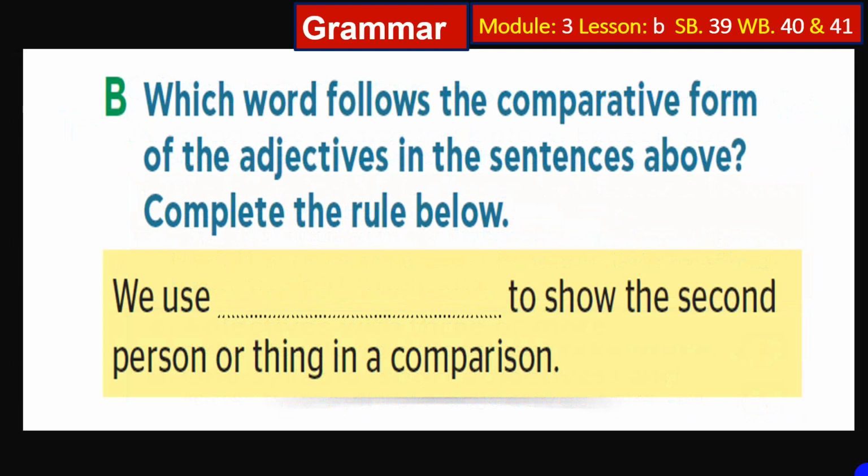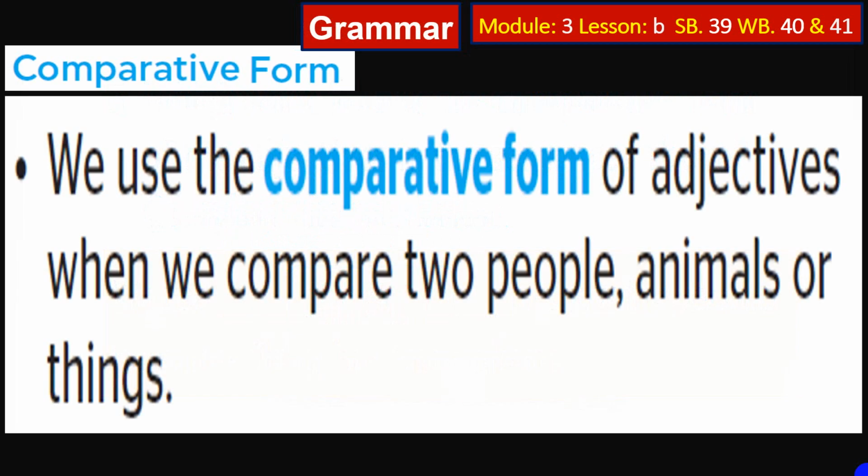Now move on to exercise B. Which word follows the comparative form of the adjective in the sentences above? Complete the rule below. We use blank to show the second person or thing in a comparison. Think about this one. What can I use? I use what? Than. So we use it to compare the first person or the first thing with another one. So there is a comparison between two nouns, two persons, or two things. Get the point? Now let's continue.